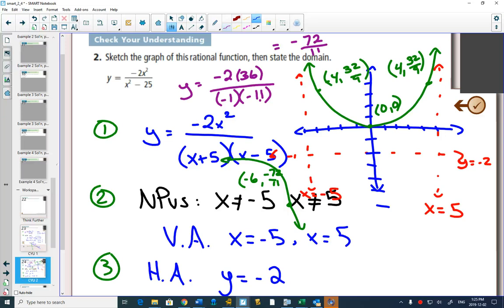If we look at plugging in +6, +6 plus 5 will be 11 here. And 6 minus 5 is 1. We still have a negative. It still multiplies out to be the same point, 6 comma 72 over 11. And so it's symmetrical on that side as well.